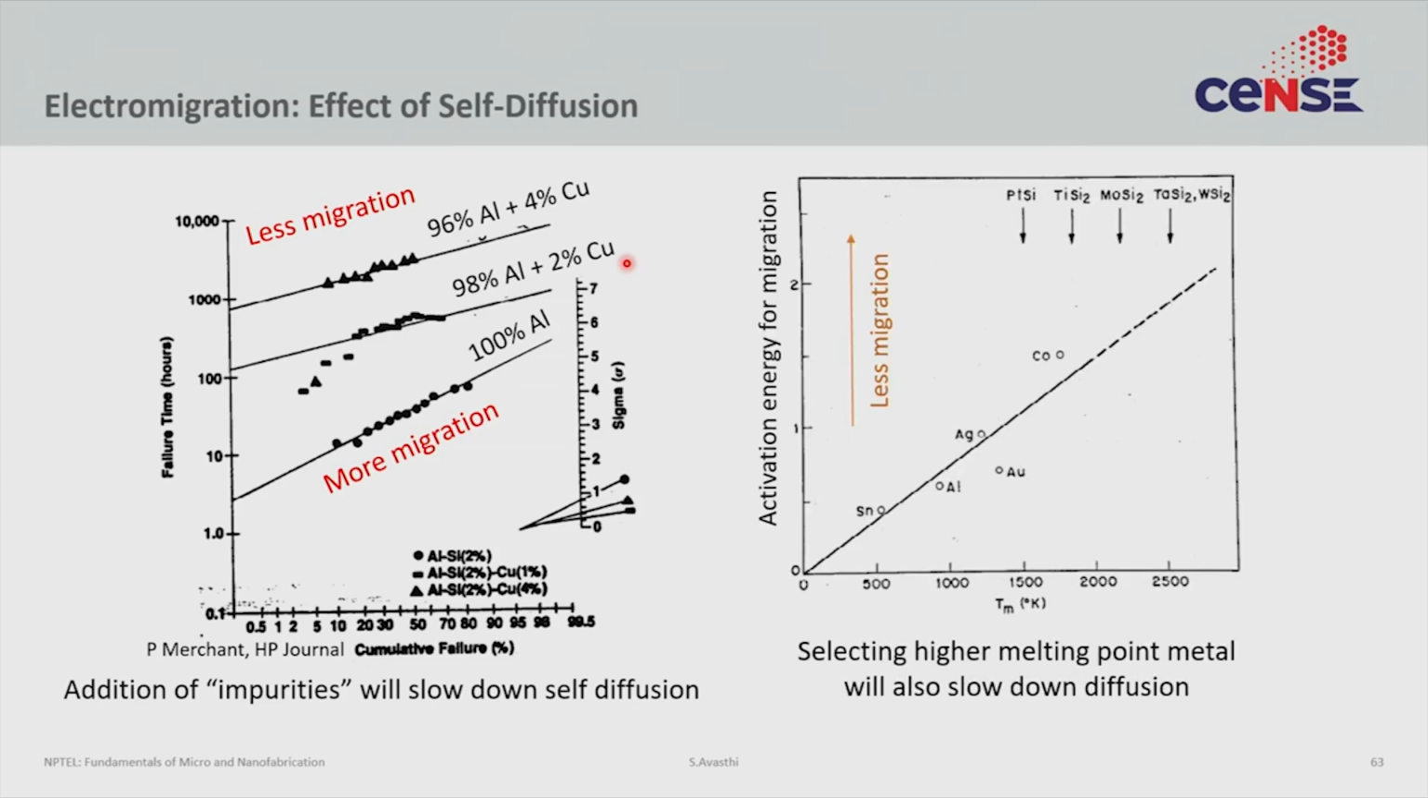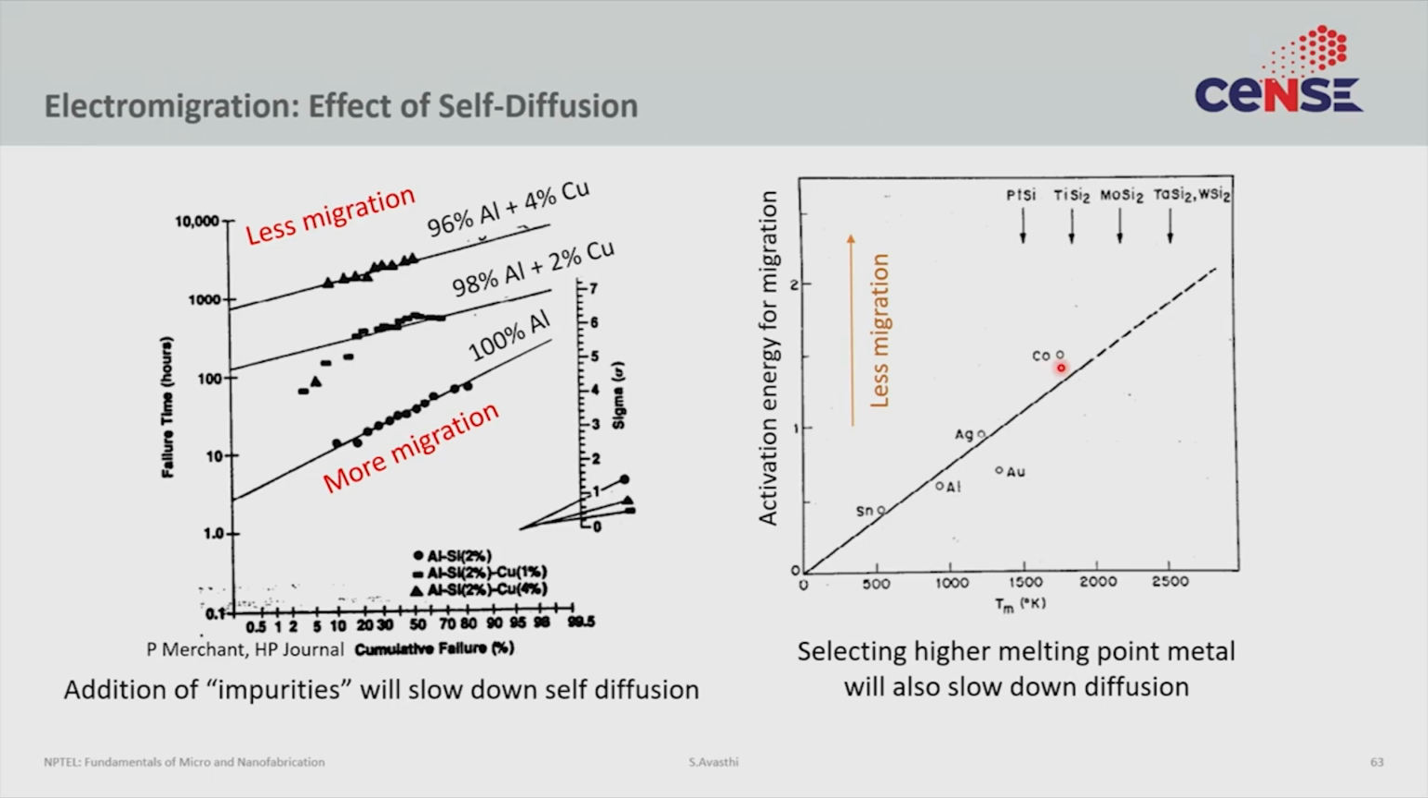The second thing that people saw they could do to reduce the problem of electromigration and improve their reliability is to use higher melting point metals. So, if you look at the activation energy for migration on the y-axis and you plot it versus melting point of a certain metal. So, this is tin, a very low melting point metal, aluminum is a little higher. If from aluminum you go to something like cobalt, which has a higher melting point, it tends to have even a higher activation energy for migration.